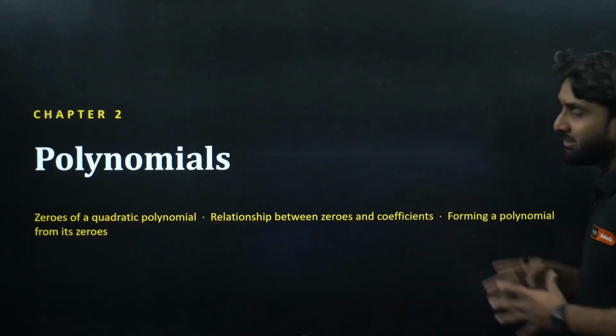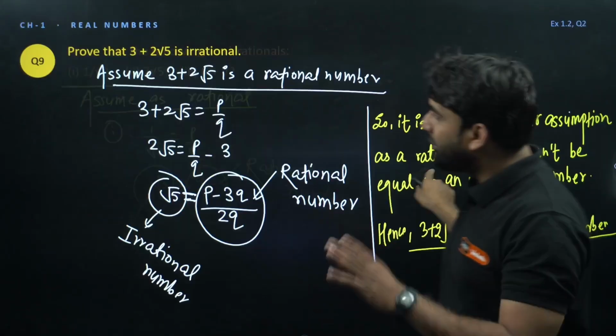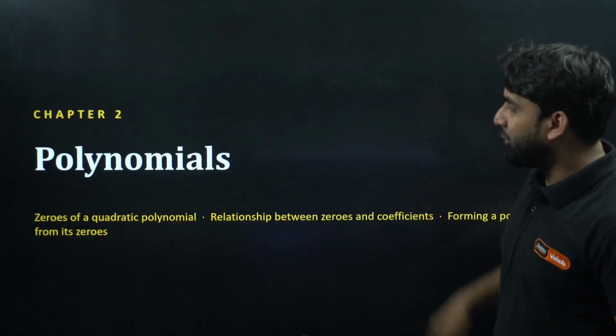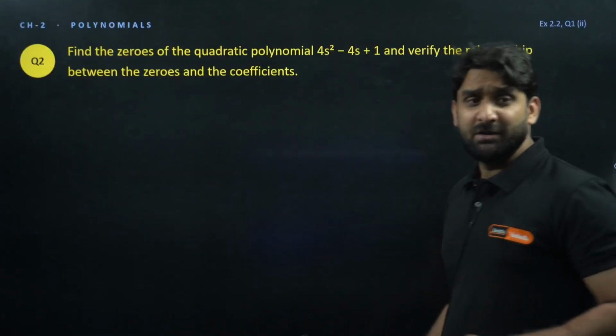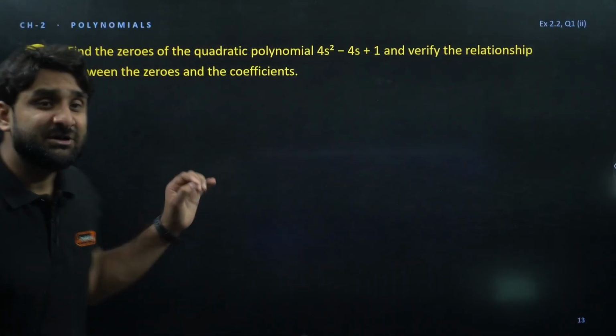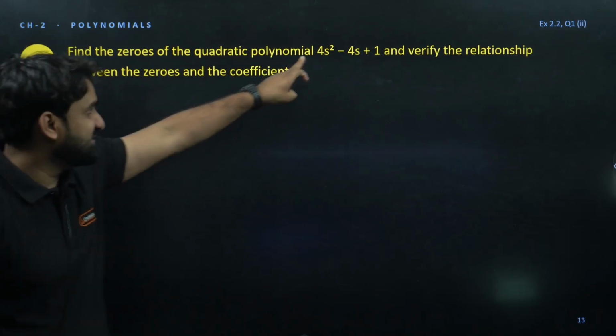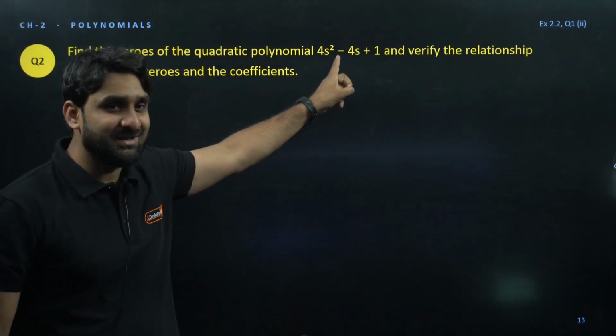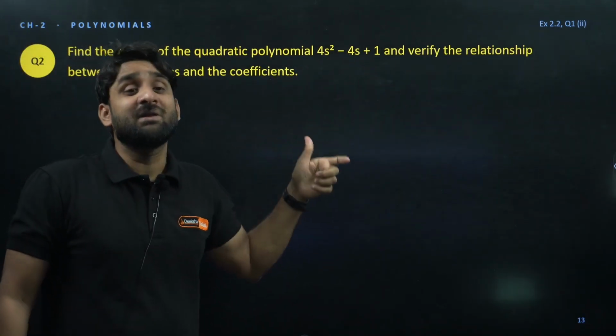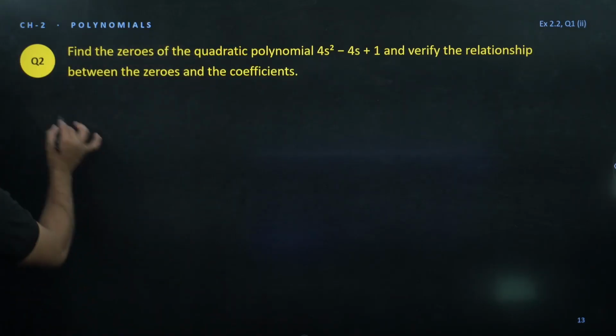Moving ahead, chapter number 2, polynomials. So this is all about real numbers. Now, polynomials. Look at the first question. Find the zeros of the quadratic polynomial. This is a quadratic polynomial because the degree is 2. And verify the relationship. Do you know, my dear champion?